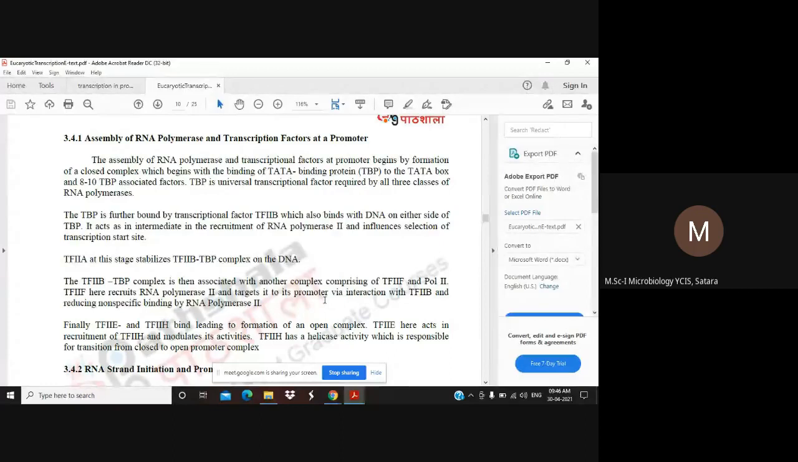TF2B is the second factor to bind. TF2B binds, and which is the next factor to bind after TF2B?